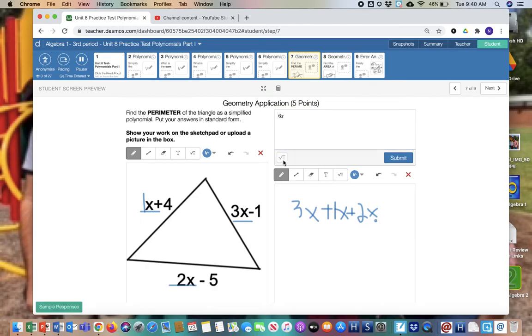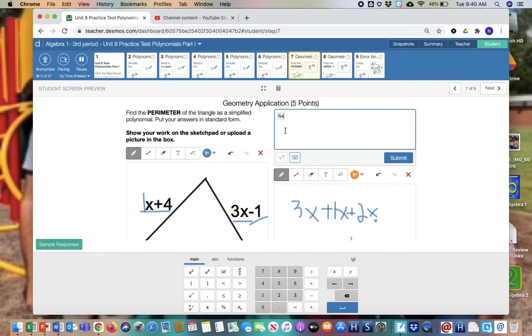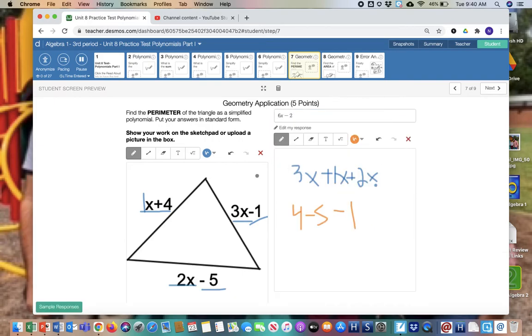Okay, and now I'm going to switch colors for emphasis that I'm working with my integers. I'm going to do 4 minus 5 minus 1. So 4 minus 5 is negative 1. Minus 1 is negative 2. So 6x minus 2, and that would be my perimeter. I just added up the like terms.